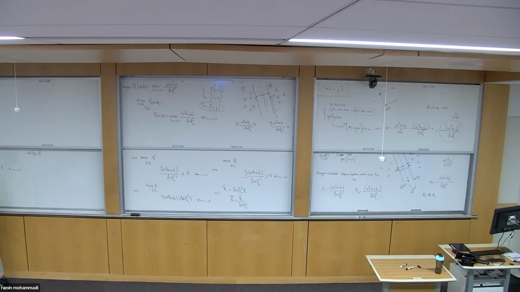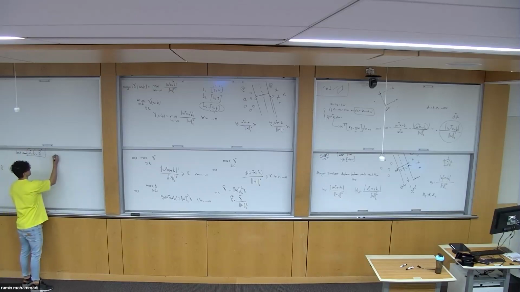Now, let's assume we have solved for this. Let's assume we have the optimal answer. So we call them W star, gamma star, B star. Okay, let's assume we have that.